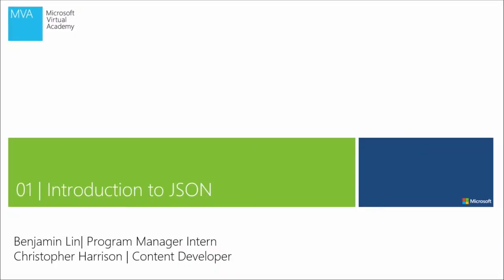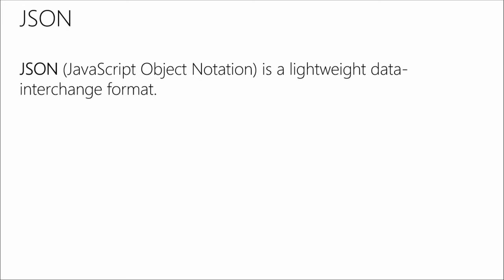So, Benjamin, what's JSON? What's JSON all about? Let's start with the first module, Introduction to JSON. Makes sense. So JSON is a lightweight data interchange format. It stands for JavaScript Object Notation. So you use it to basically transfer data between different formats.